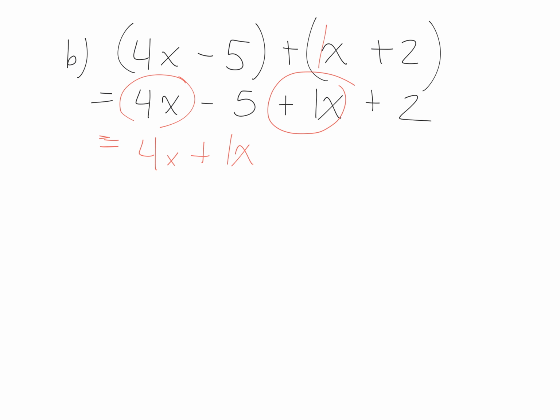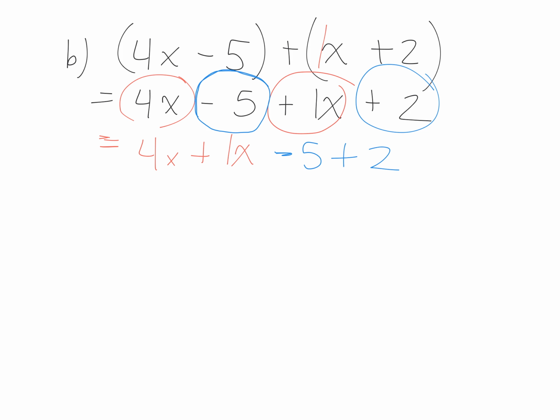Always include the sign in front of it. If it was a negative 1x, then you would subtract 1x, right? Then we have what number next? Negative 5. Yes, I'm going to explain it. It is subtraction. It's negative 5. It's taking away 5. I'm taking away 5, and I'm adding 2.